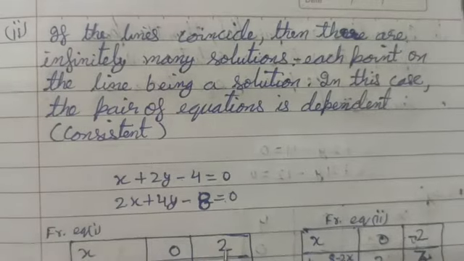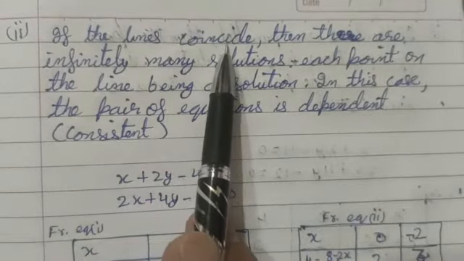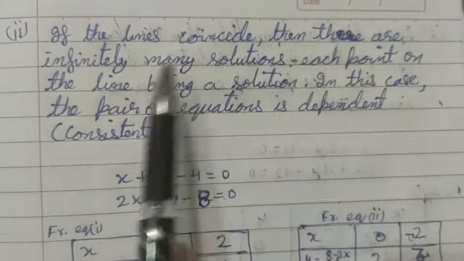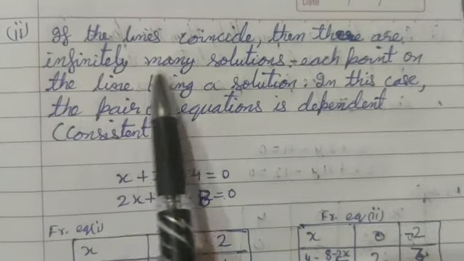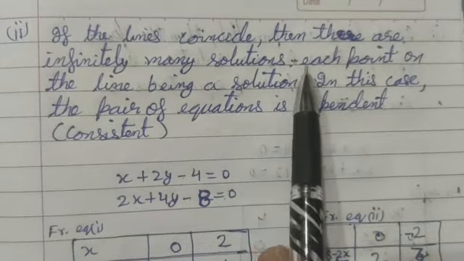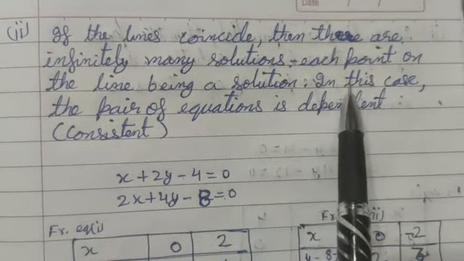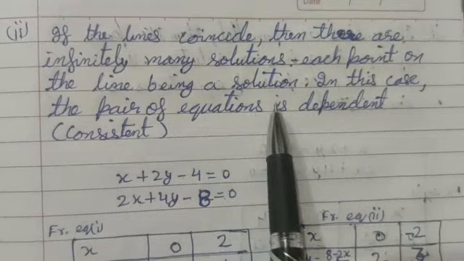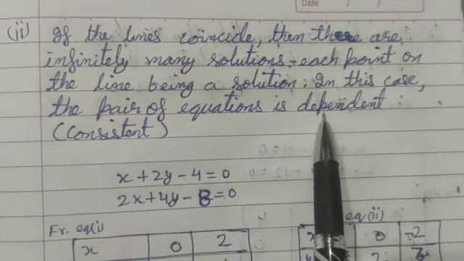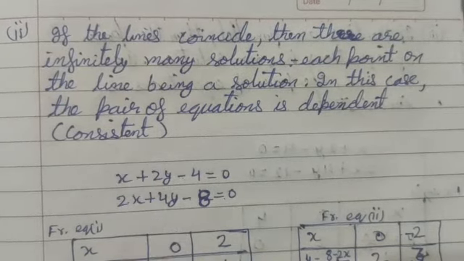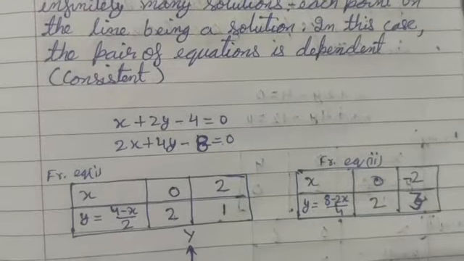Now come to the second condition. If the lines coincide, then there are infinitely many solutions, each point on the line being a solution. In this case, the pair of equations is dependent and consistent. Now here I am taking an example.